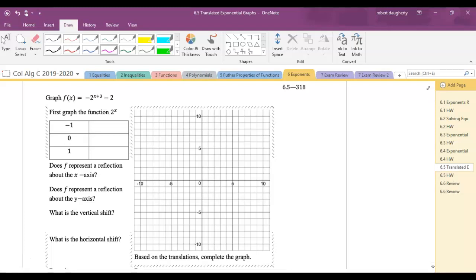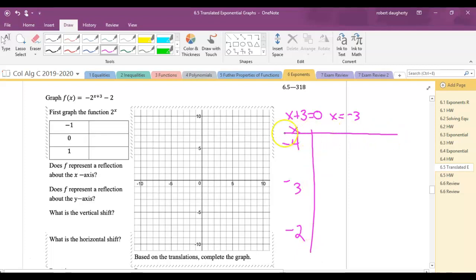So graphing negative 2 to the x plus 3 minus 2. In order to graph this, what I'm figuring out is, where does x plus 3 equal 0? When x is equal to what? This means that x equals negative 3. So I'm going to test negative 3, and then what are the 2 points on either side of that? Negative 2 and negative 4. So these are the points I want to try: negative 4, negative 3, and negative 2. Those are my x values. If I can find out what's happening at these points, I'll know what this graph looks like.